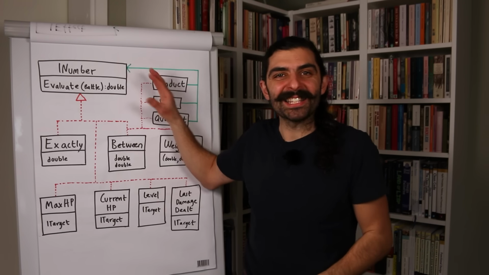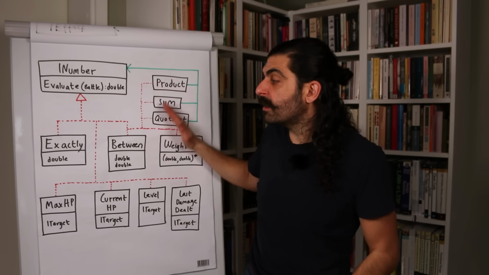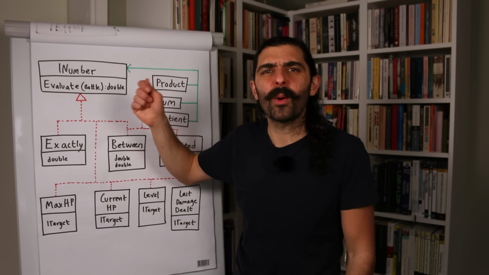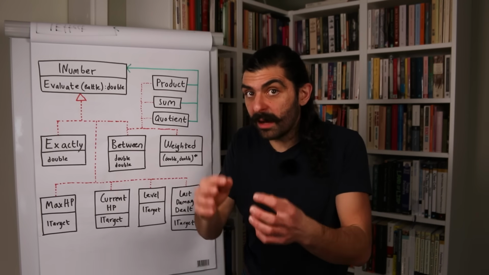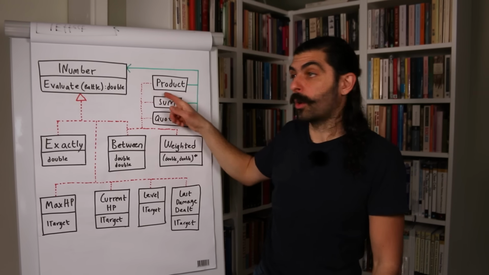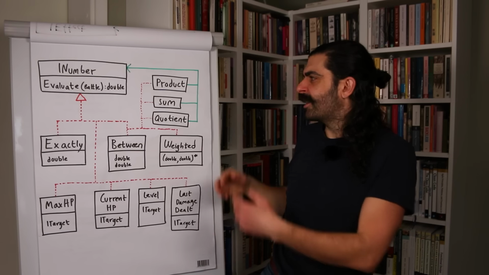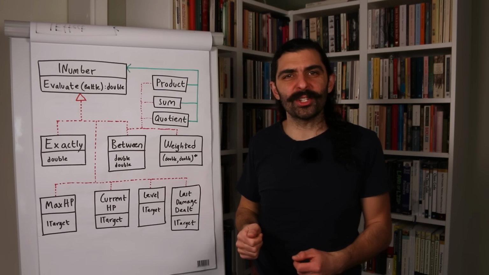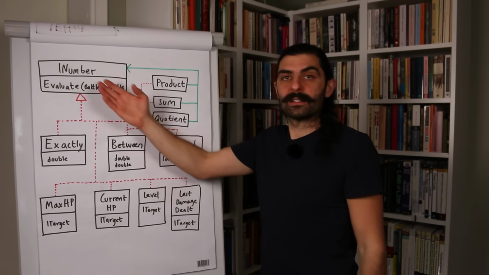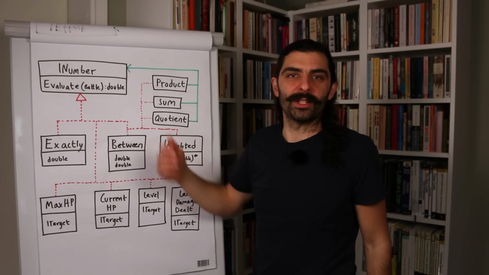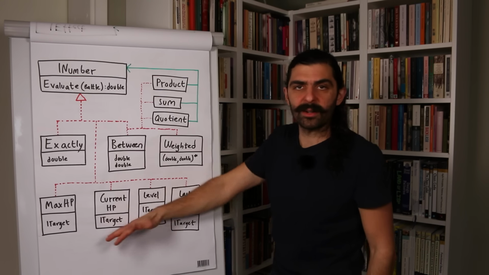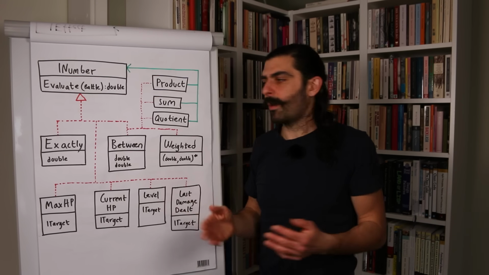Clearly, this is a case of the composite pattern. All of these concrete number classes implement the same interface, the component interface. But since some numbers not only are numbers, but also contain numbers, then we can nest these compositions as deeply as we want. In composition pattern terms, the interface, I number, is of course the component. And then simple numbers like exactly, between, and max HP, all of these down here, these are the leaves. Why are they leaves?